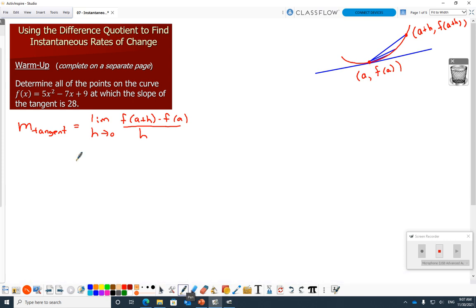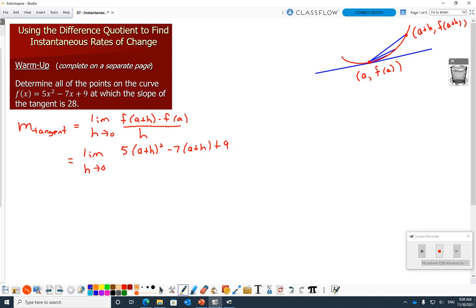Here I go. Limit as h approaches 0. I'm going to do it with a's because I've been arguing that's the more powerful way to do it, and this example is going to show off why it's so powerful. So a plus h into the function: 5 bracket a plus h squared minus 7 bracket a plus h plus 9. And I'm going to stop right there because 4 or 5 people asked me about this yesterday. It had to do with what did you just do there versus what did I do over here.